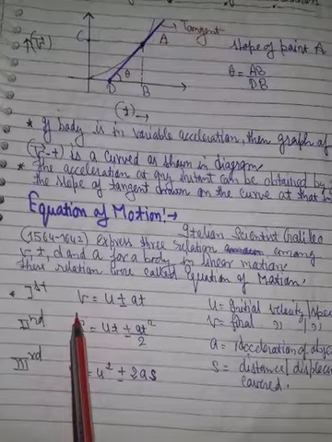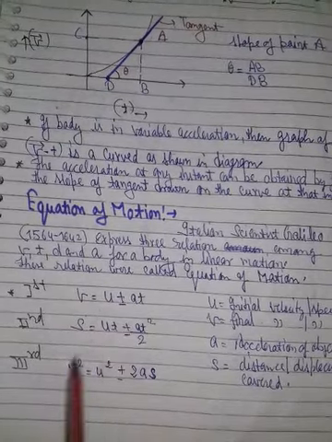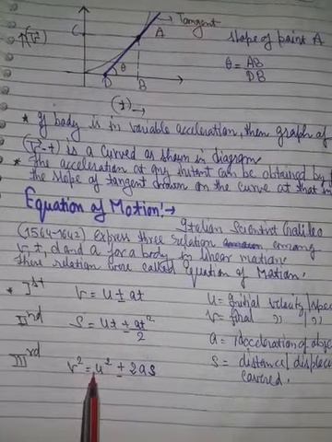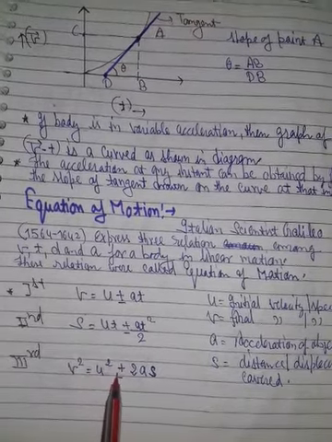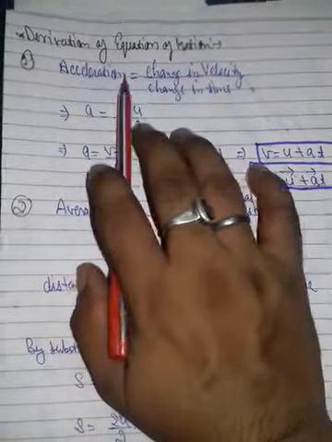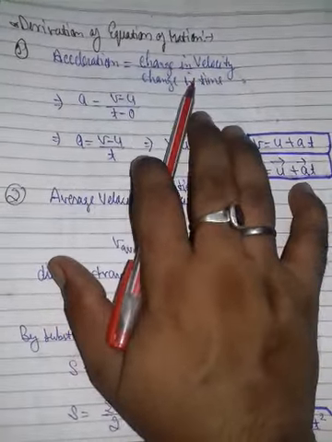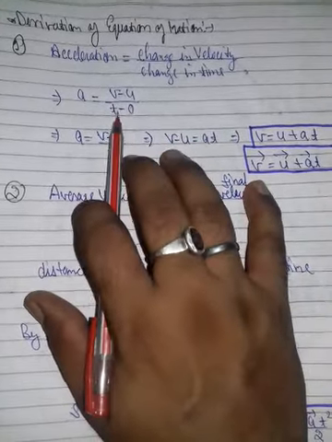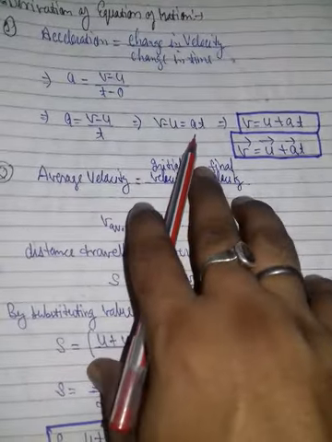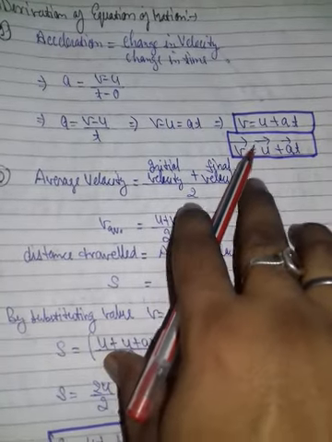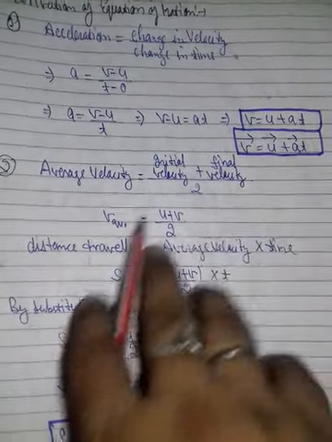First equation of motion, that is v = u + at. Second, s = ut + half at square. And third equation of motion, v square = u square + 2as. Proving of equation of motion, or derivation. Acceleration is change in velocity upon change in time, (v - u) / (t - 0). Cross multiply and rearranging the equation, we have got v = u + at. It is their vector representation.